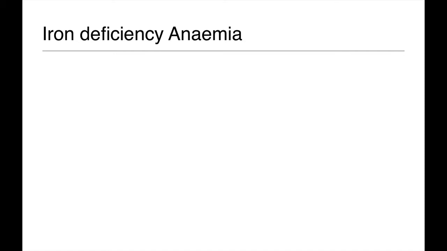It's also important to know that the main store of iron in the body is actually in the red cells themselves, but there is an additional store in the liver in the form of both ferritin and hemosiderin, which we'll talk about a little bit more later.